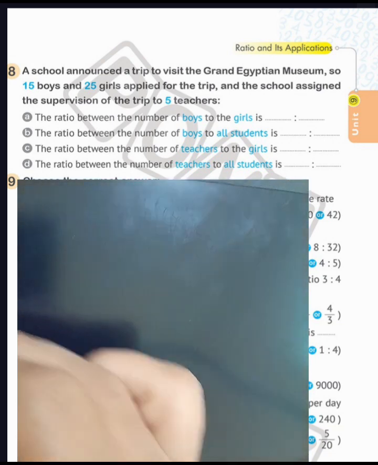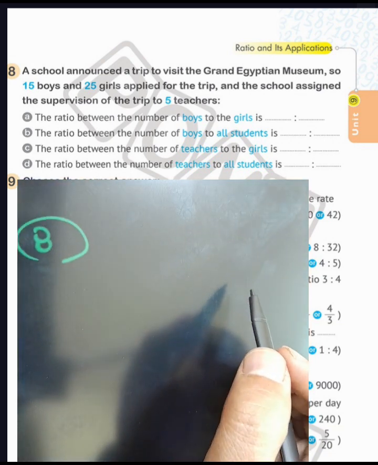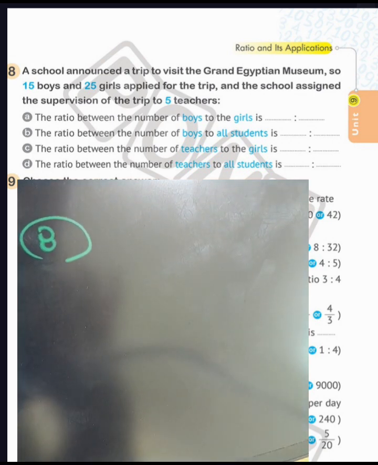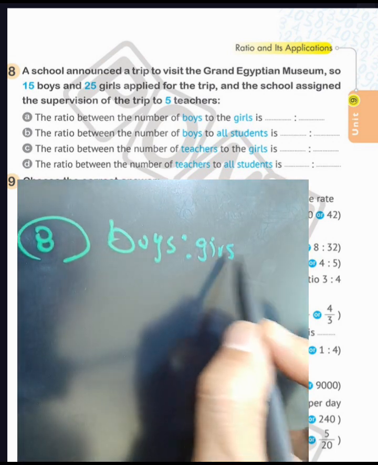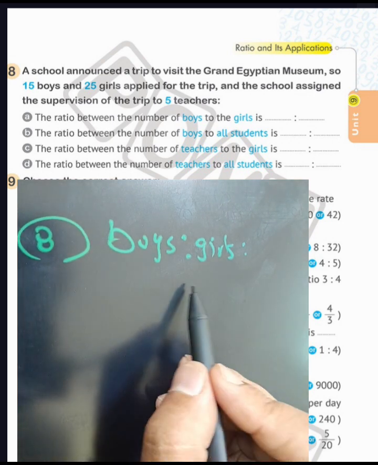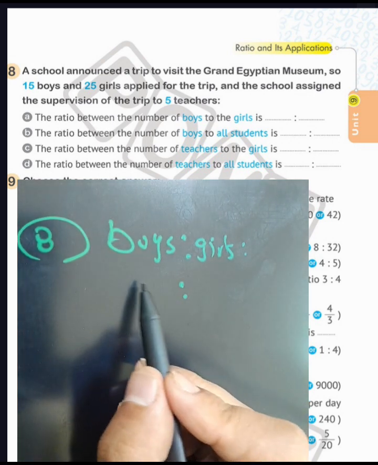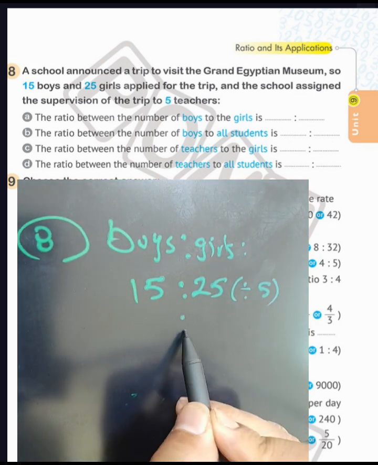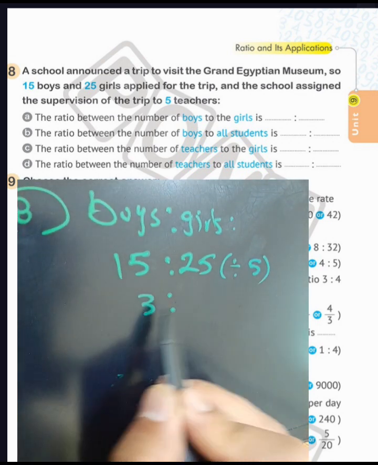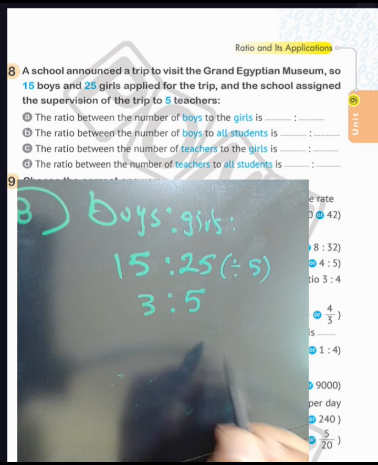Question 8. The school announced a trip to visit the Grand Egyptian Museum, so 15 boys and 25 girls applied for the trip, and the school assigned 5 teachers to supervise the trip. Find the ratio between the number of boys to the number of girls. Number of boys was 15 and girls was 25. We can divide it by 5. 15 divided by 5 equals 3. 25 divided by 5 equals 5. Then the result will be 3 to 5.